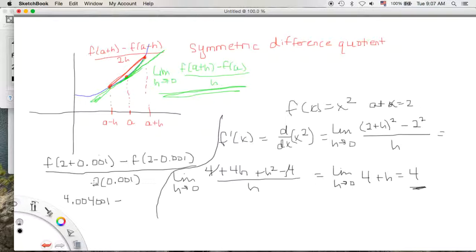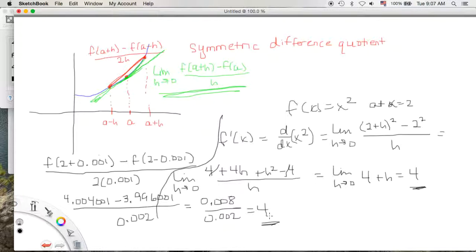we take f at 2 minus that, and we get 3.996001. So we subtract those, and we get 0.008 divided by 0.002, which is 4, which is what we got.